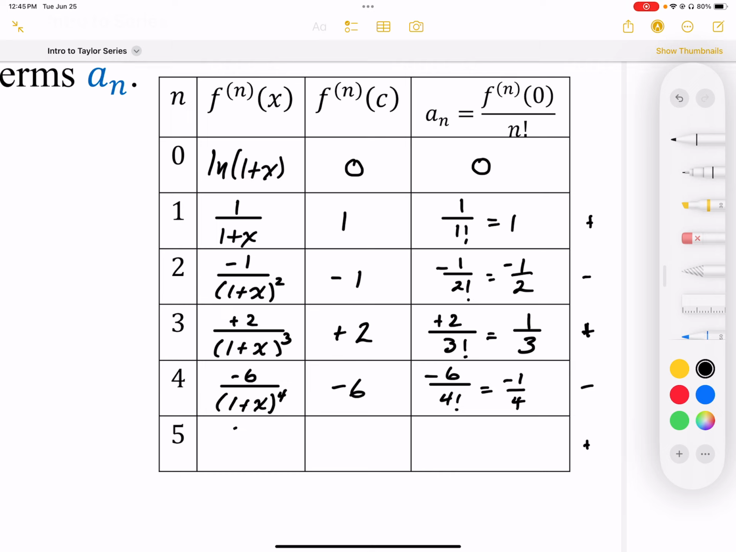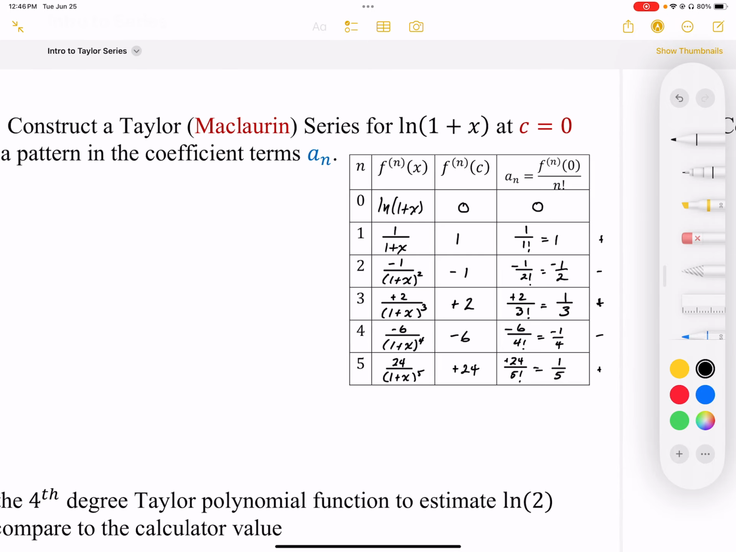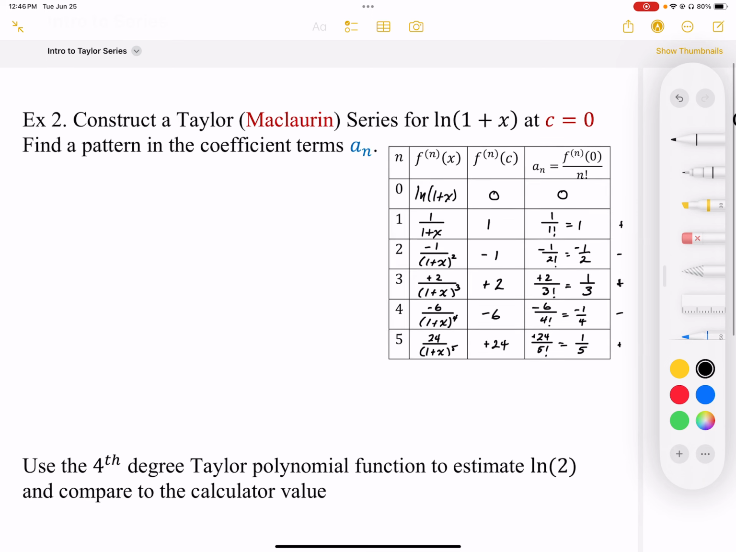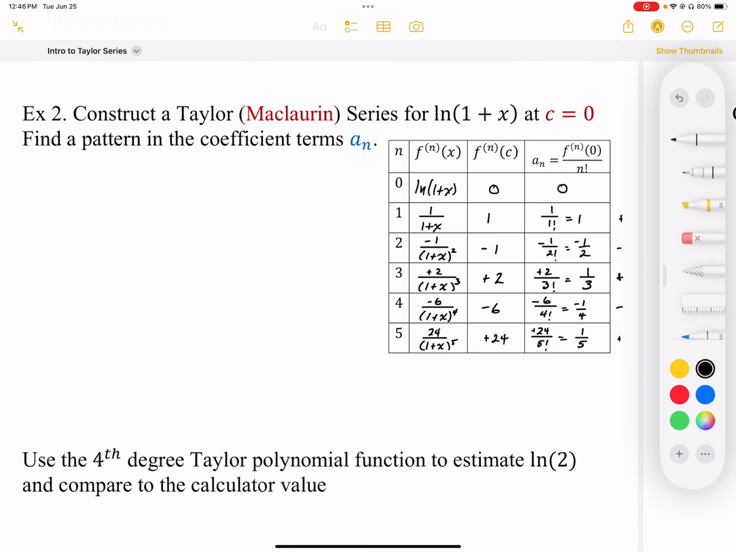And when we actually work out that next derivative, we get positive 24 over 1 plus x to the power of 5. This becomes positive 24. So we end up with 24 over 5 factorial, which is 120. And this simplifies to 1 over 5. Okay, so we can see that there seems to be a pattern showing up for our an. So I'm going to see if we can come up with our formula.